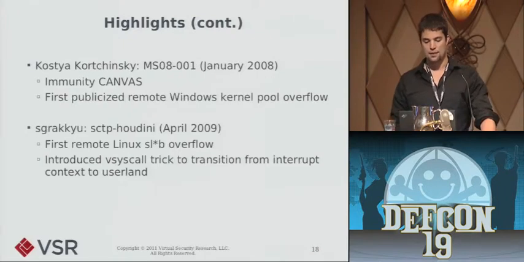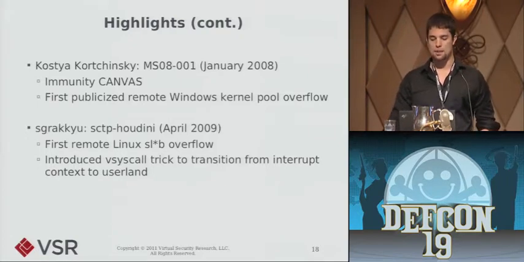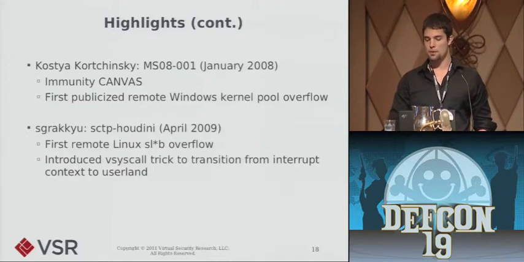Final highlights: Immunity has a Canvas exploit for MS08-001, which is a Windows IGMPv3 vulnerability. And that was a really difficult to exploit Windows kernel pool overflow that people were questioning whether it was exploitable before they announced that they had a reliable exploit. And then finally, in 2009, sgrakkyu published an exploit for a Linux kernel vulnerability in the SCTP protocol, which is a remote Linux heap overflow. And I think one of the great contributions from this exploit is he introduced a really neat trick that leverages a 64-bit specific page mapping to easily transition from interrupt context to executing code directly in userland.